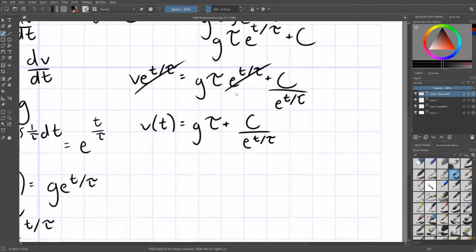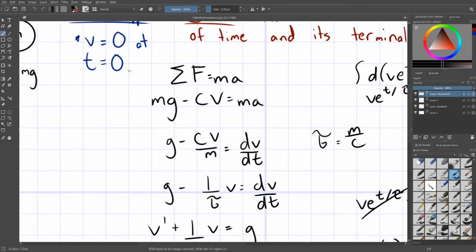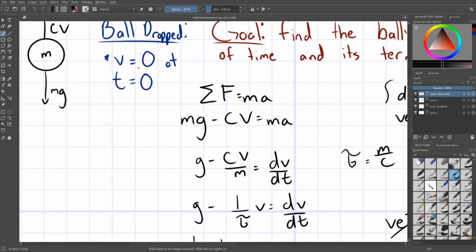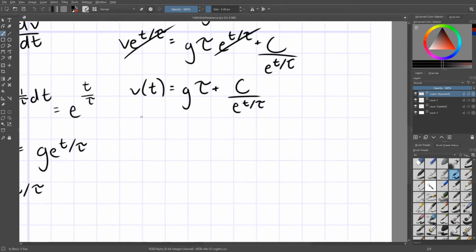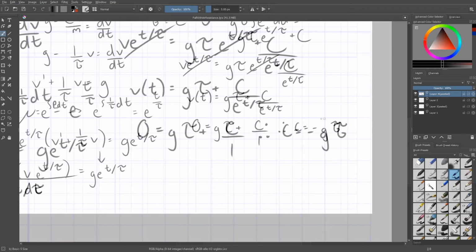In order to do that, we have an initial condition for dropping, which is that the velocity is 0 at t equals 0, right? Because you're not adding an initial speed to the ball, you're just dropping it. So I'll say that my initial velocity is 0 at t equals 0, so that's gτ plus c over, well, e to the 0th is just 1. Therefore, c equals negative g times τ. Perfect.